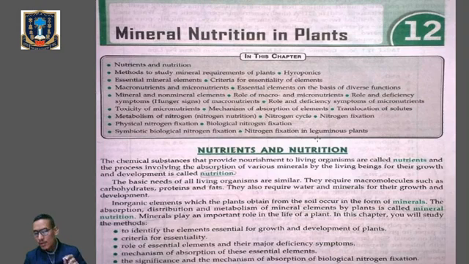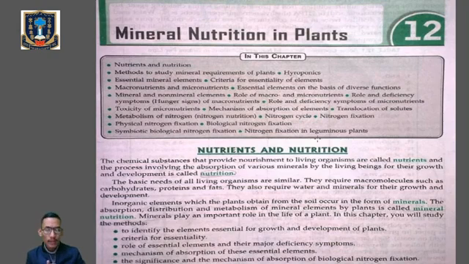The chemical substances that provide nourishment to living organisms are called nutrients, right? We know this definition because they are essential for the proper growth and development of a living organism. And what does nutrition mean? Nutrition is the process involving the absorption of various minerals by living beings for growth and development. So the process by which the nutrients are absorbed by the body for growth and development is known as nutrition.